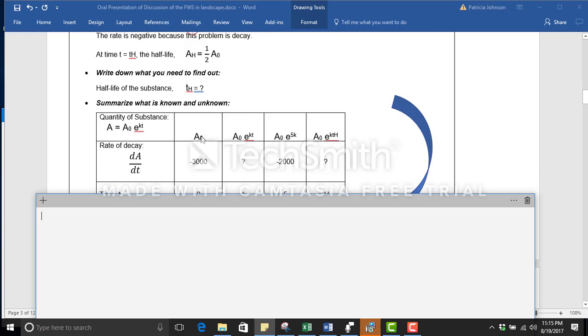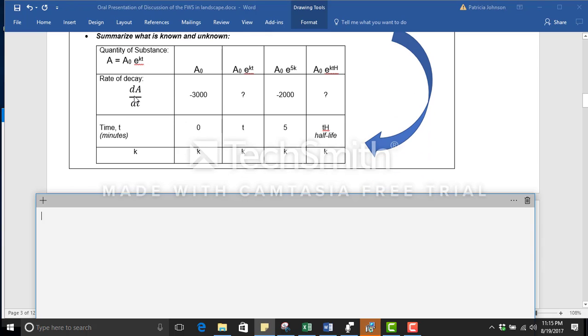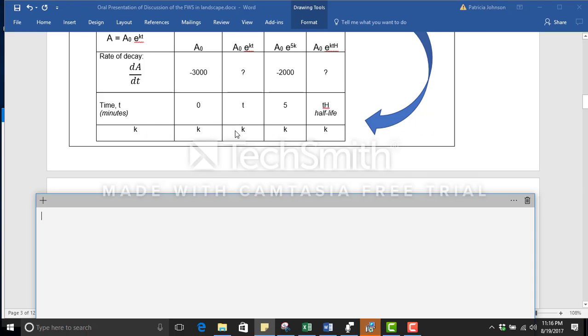Let's summarize what we know in a table. We know specific values of rate of decay at points in time. We have our formula for the quantity of substance. We can calculate a formula for the rate of decay by taking the derivative with respect to time of this formula here. And we have our constant K.